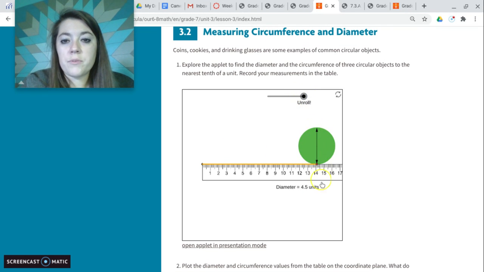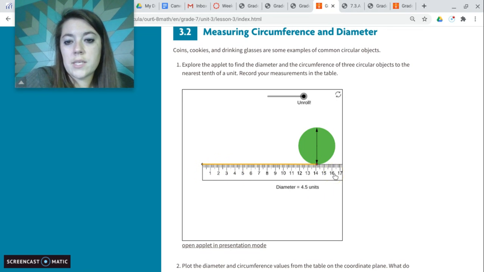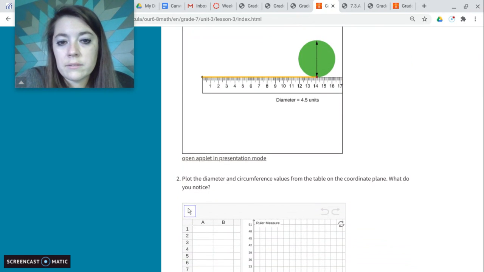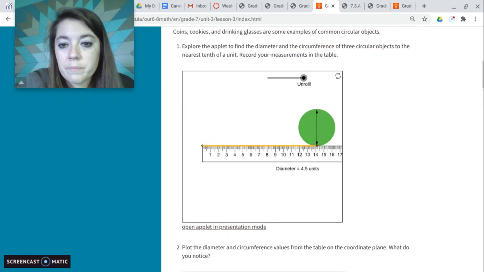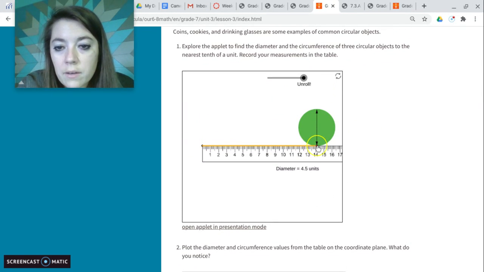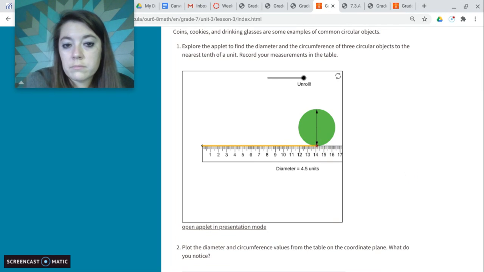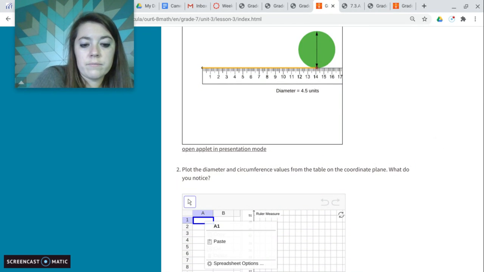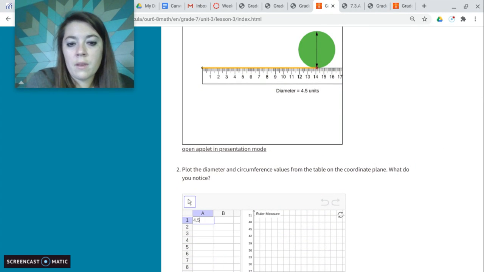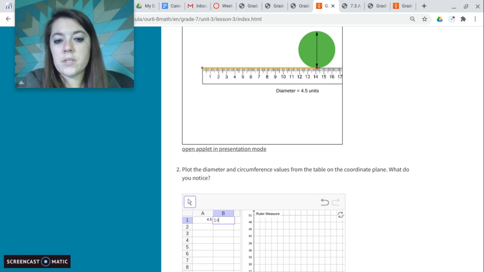So the diameter was 4.5. And now if we look, this is about 14 for that. So 4.5 and 14.